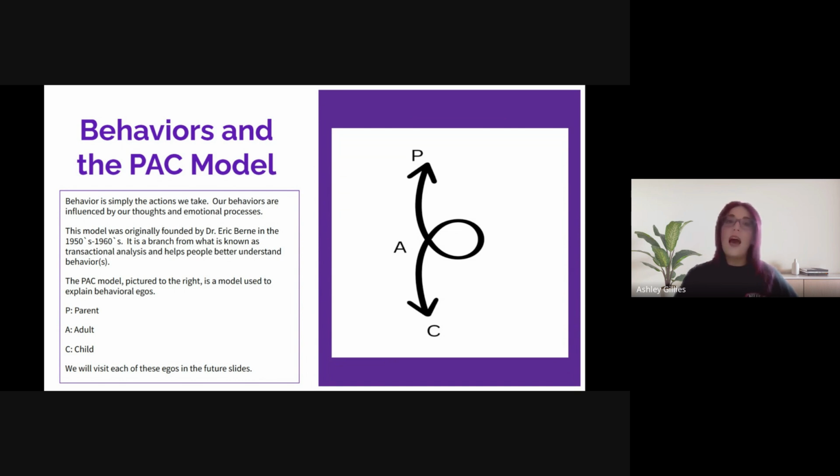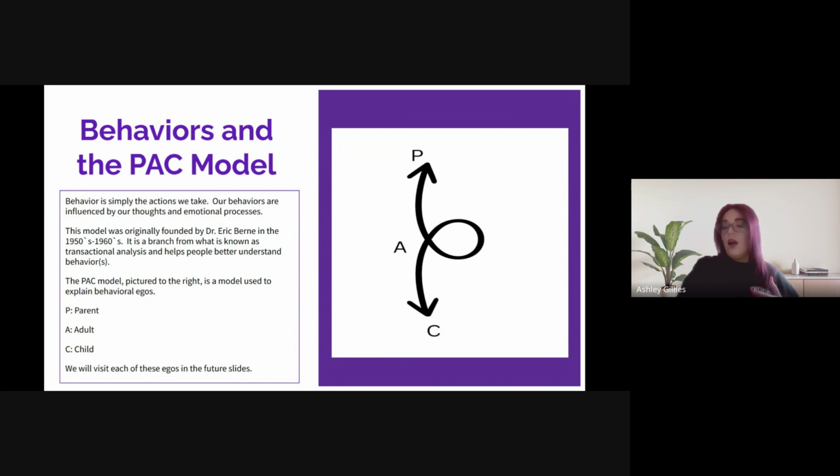If you look at another worksheet that I use, it's depicted like the triangle, and it's got PAC, but there's a bunch of arrows pointing towards it because you can't get through life without going through all three of these multiple times. So that's why it's depicted the way that it is.